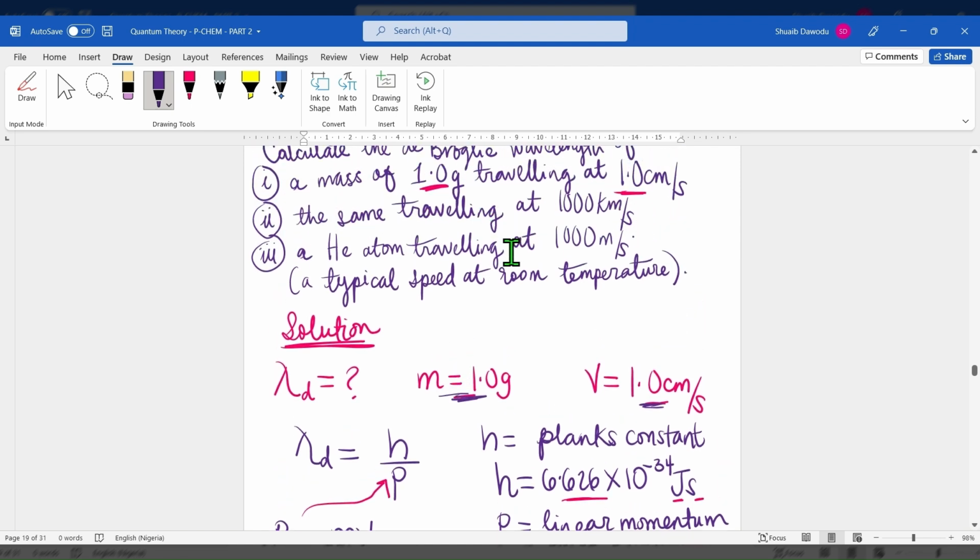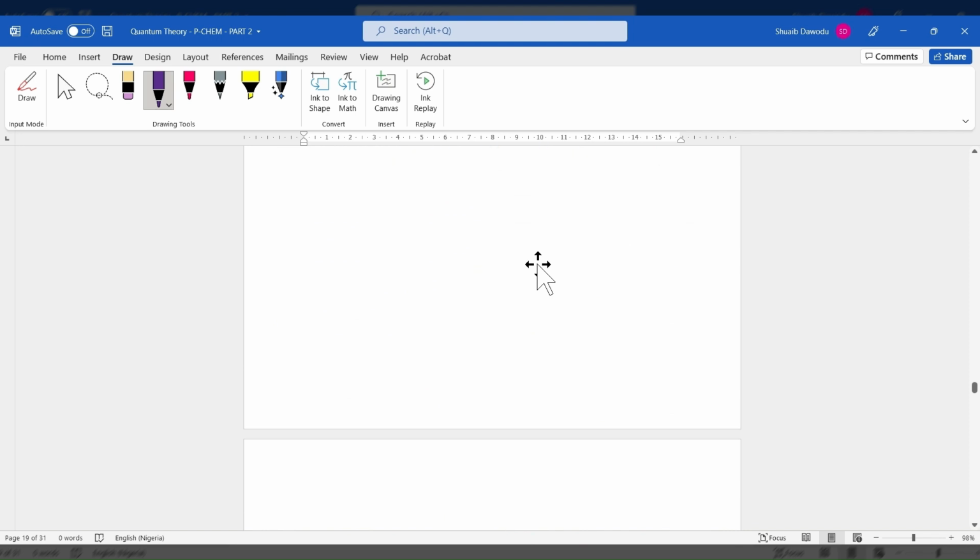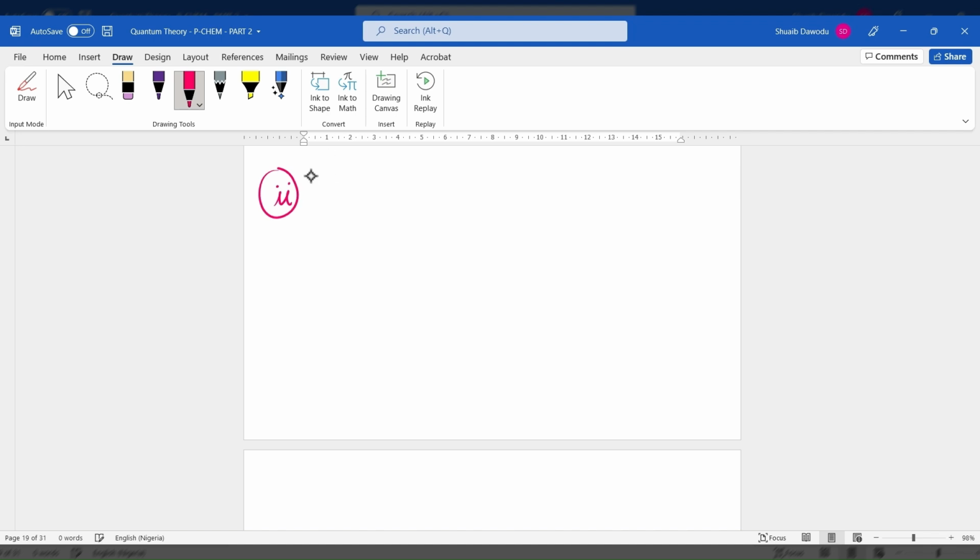So we have the second question, where we're dealing with the same mass of 1.0 grams, but at a different velocity of 1000 kilometers per second. So for the second question, we have the mass to be 1.0 grams and the velocity to be 100 kilometers per second. Now we have mass equal to 1.0 grams, as well as velocity equal to 100 kilometers per second.